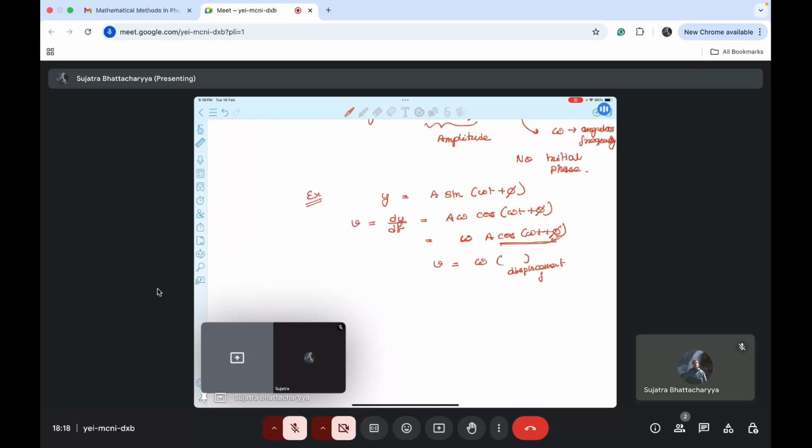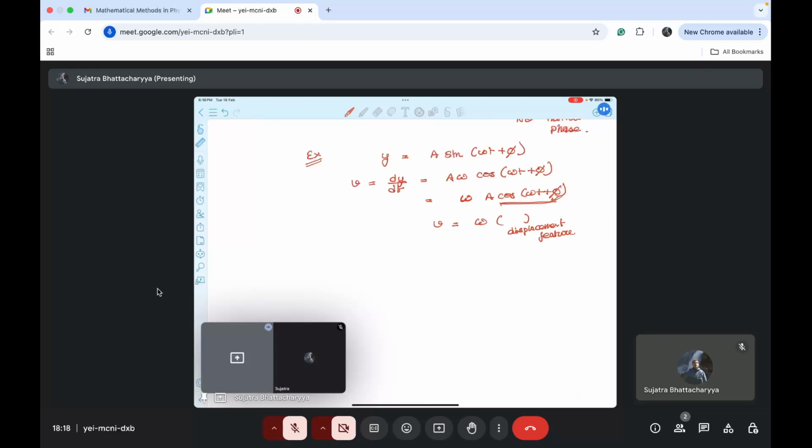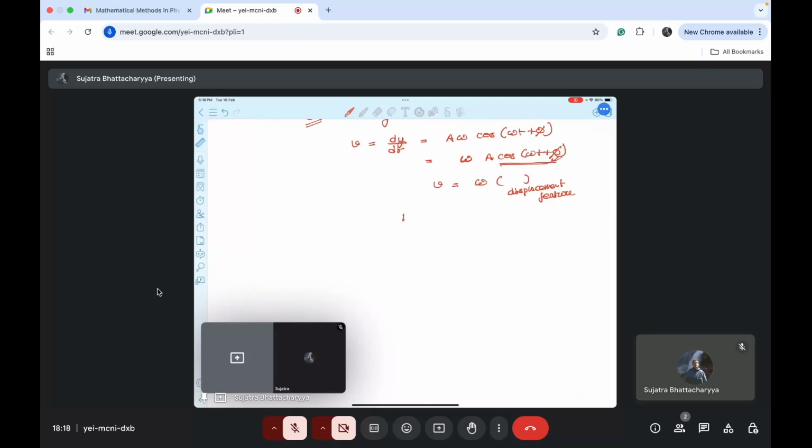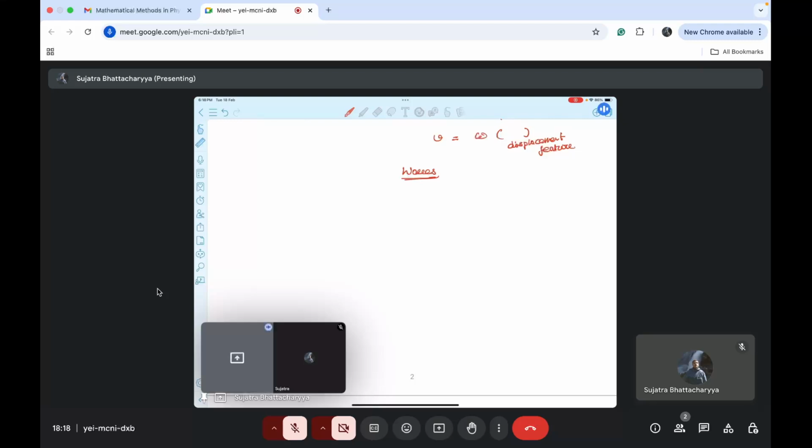Okay. This is one of the important things. Next is the concept of waves. So just a little bit of the feature I wanted to give. So what is the difference between this oscillation and waves?